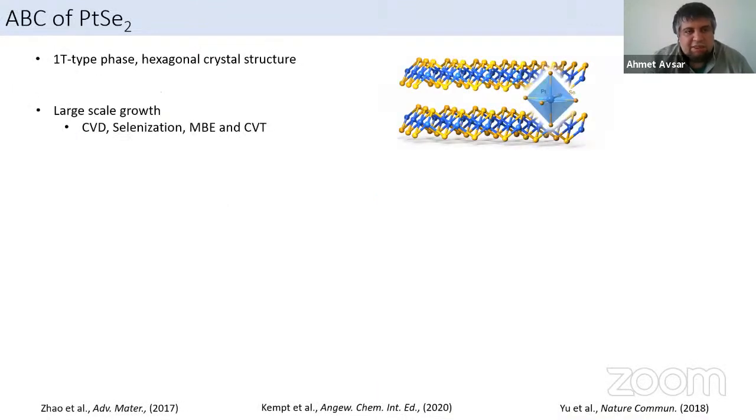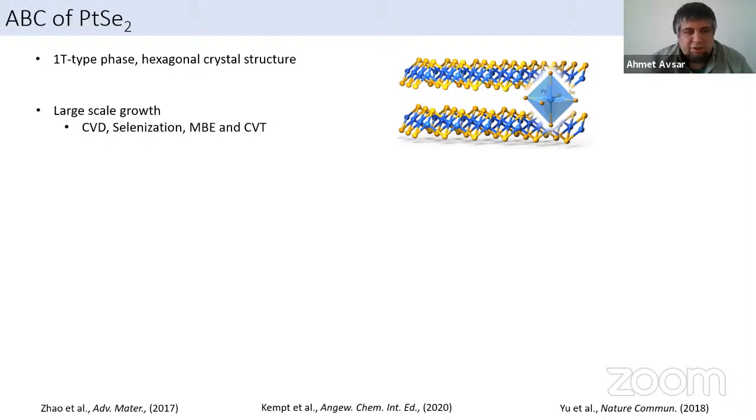Okay, so let me start with the ABC of platinum selenide. Unlike the other TMDCs, transition metal dichalcogenides, which have the 2H phase, this material has 1T. So whenever someone talks about the monolayer of platinum selenide, what you need to imagine is a platinum layer, and then top and bottom selenium layers. And this material can be grown through different methods.